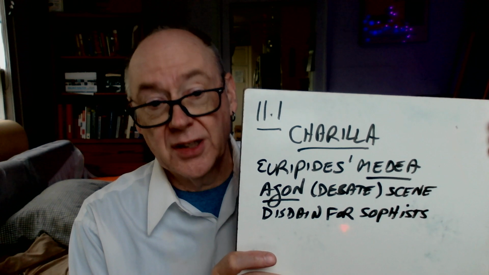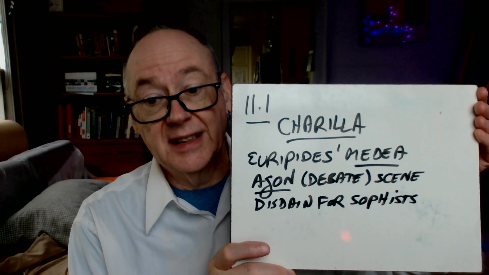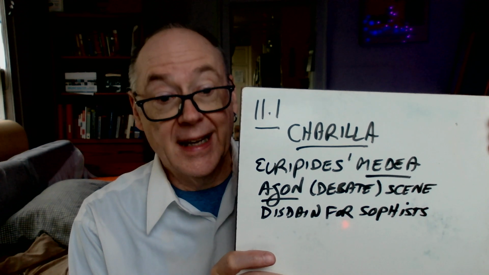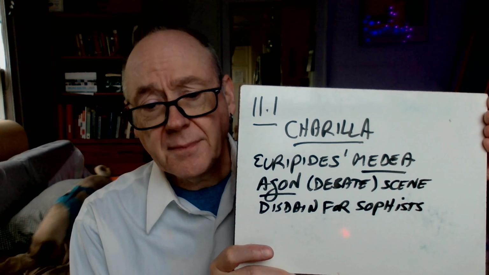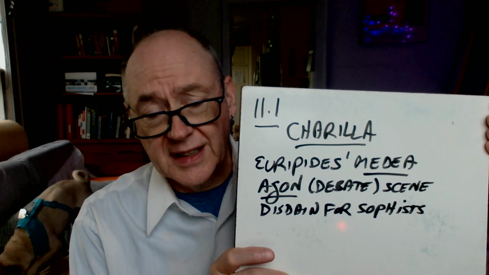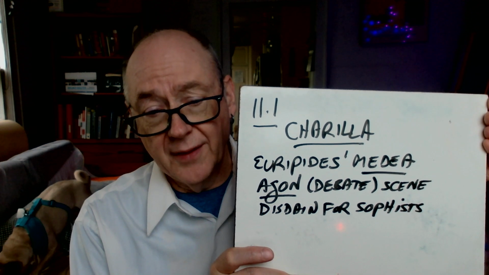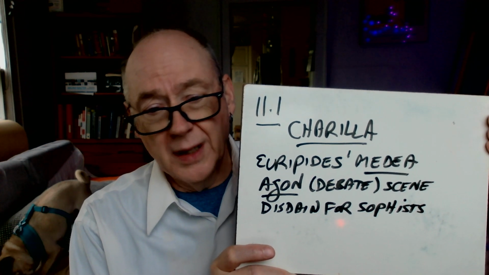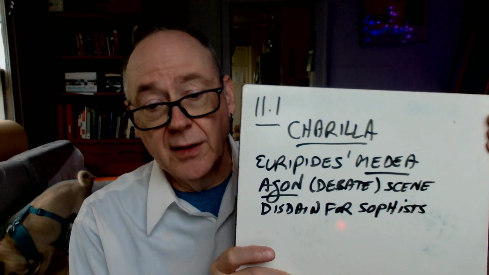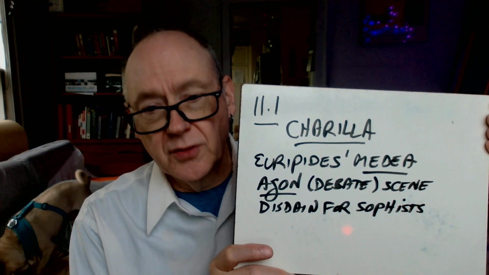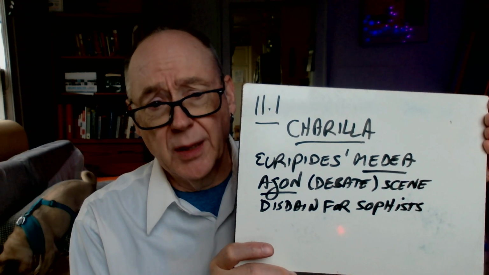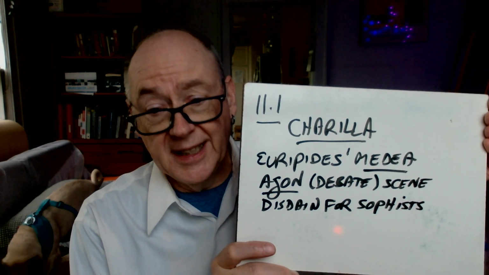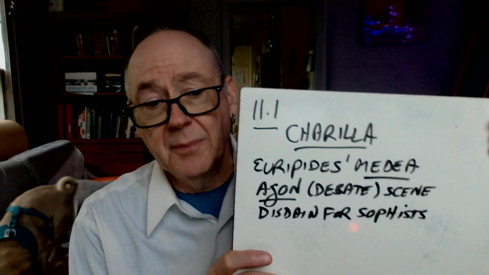And she is very much like Achilles, right? She doesn't care, in a sense, who she hurts, because she even kills her own kids to get back at Jason. The scene that's the focus in chapter 11 is an agon, which just means a contest, but here it's a debate. And most of Euripides' plays, I mean, we have 19 of his plays, and probably 11 or 12 of them have an agon, have a debate scene in it.